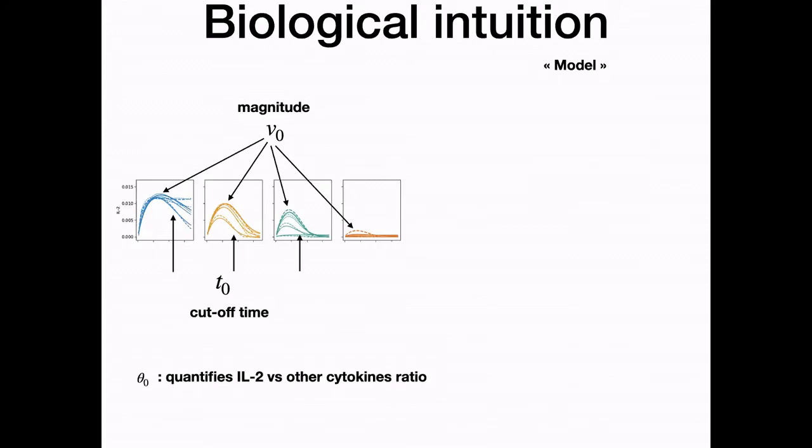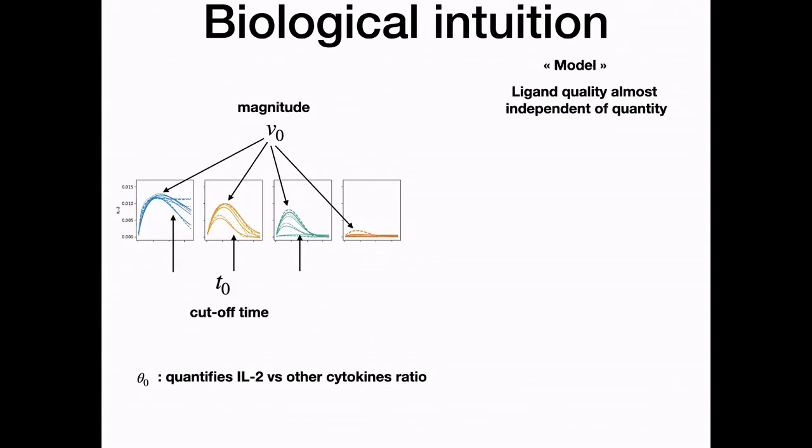Then IL-2 is turned on, and at some point it's going to be turned off. This turn off is what we call T0. It's really like when the rocket is getting down. What we see from our model is that V0 and T0 are correlated. We also have another parameter related to cytokines. We saw that the other cytokines, compared to IL-2, are regulated in the same way by another parameter, theta 0, which is also related to V0 and T0. They are all connected: the ratio of cytokines, the magnitude and the cutoff time are connected to one single parameter, which is the ligand quality.